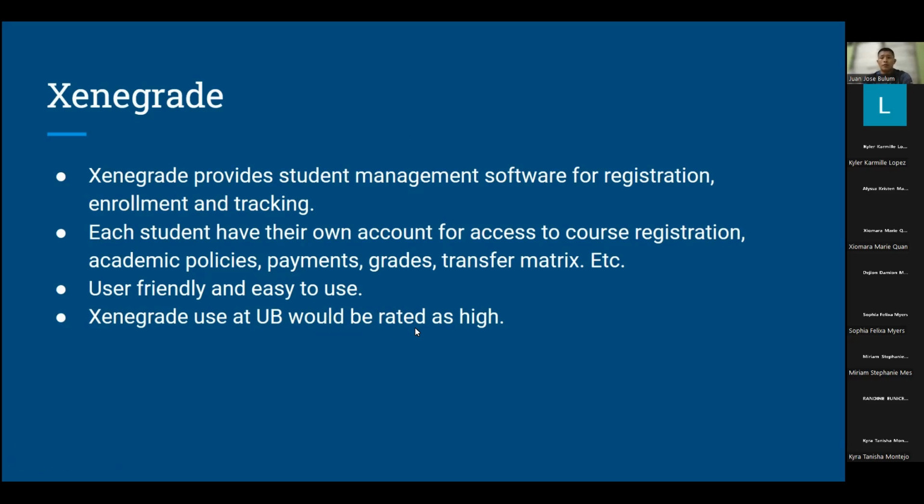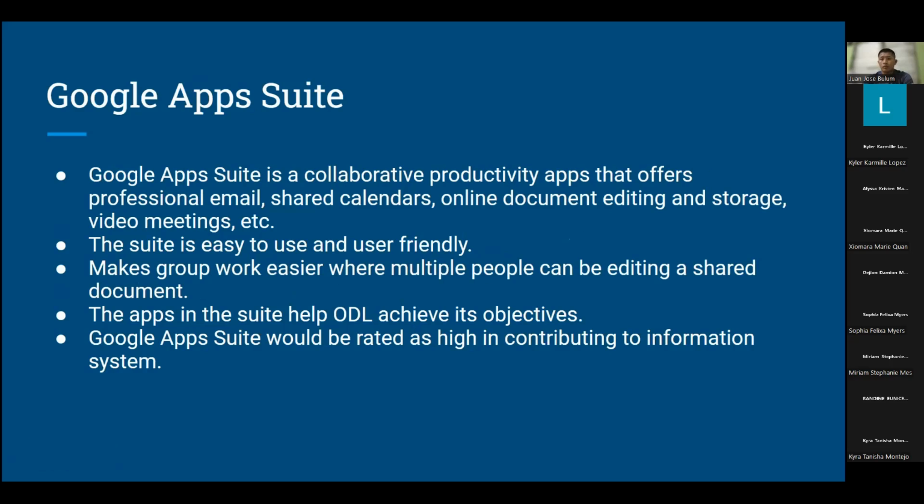The Google App Suite. Google App Suite is a collaborative product of apps that offers professional email, shared calendars, online document editing, storage, video meetings, and etc. The suite is easy to use and user-friendly. Each student at the University of Belize has a Google App Suite that is provided by the University of Belize upon entering the university.